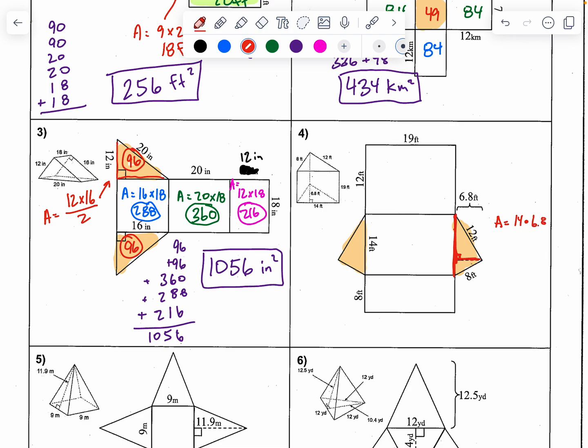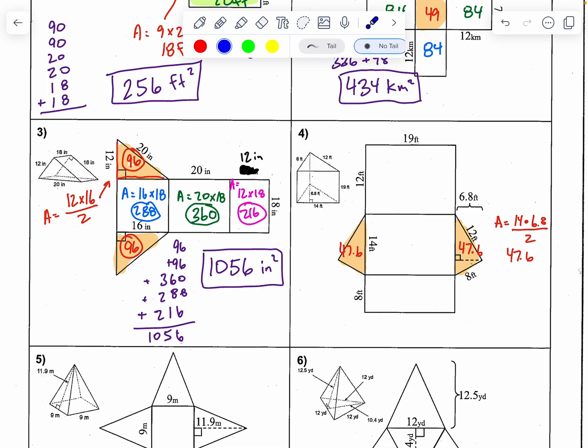6.8. And of course, this is a triangle, so we have to divide by 2. I do not know what that is off the top of my head. So 14 times 6.8 divided by 2. I got 95.2. Divide that by 2, you get 47.6. So let's erase those lines, and this is right here, 47.6. And this is also 47.6 because both triangles, the bases are congruent or equal in size.